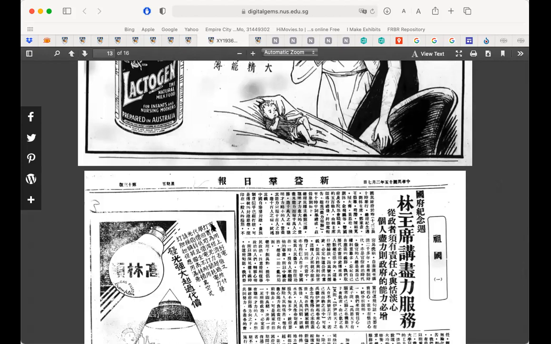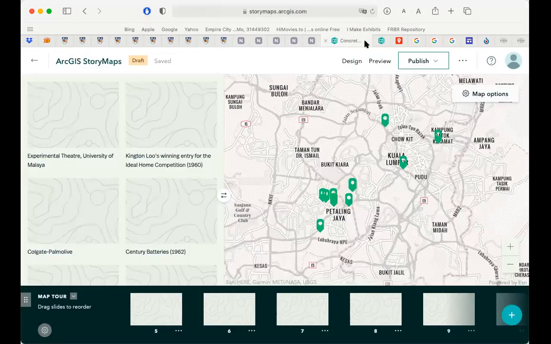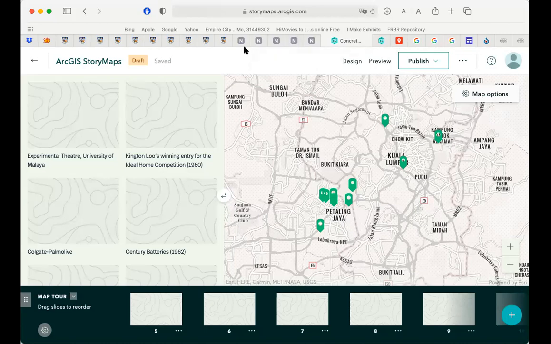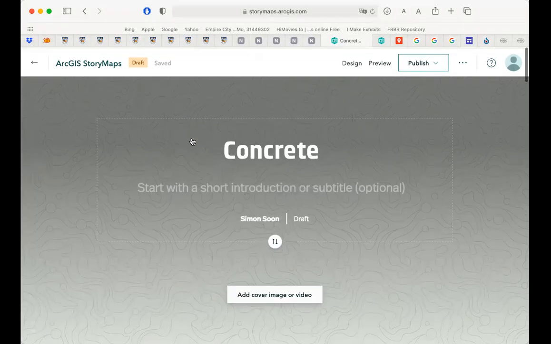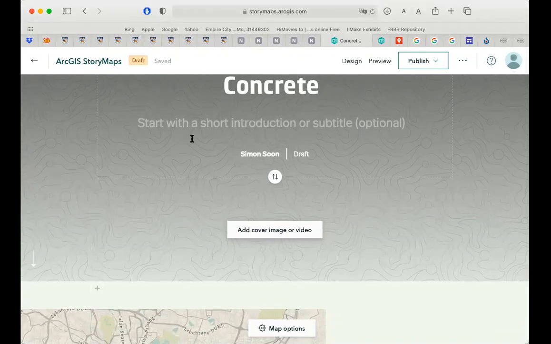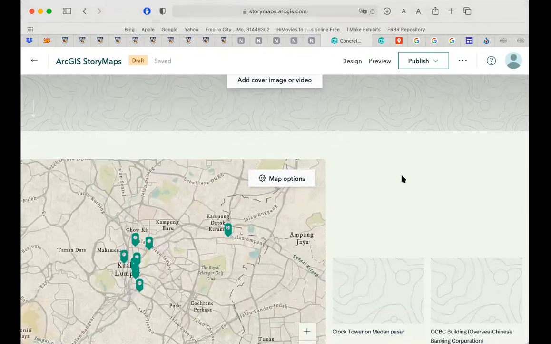So what we can do on Saturday is to have a discussion and see how we can use these materials in a productive and interesting way to create a collaborative map on either ArcGIS or we can start off with Google Cultural Map. This is all up for discussion, but ultimately we might want to think of creating a story map of Kuala Lumpur.